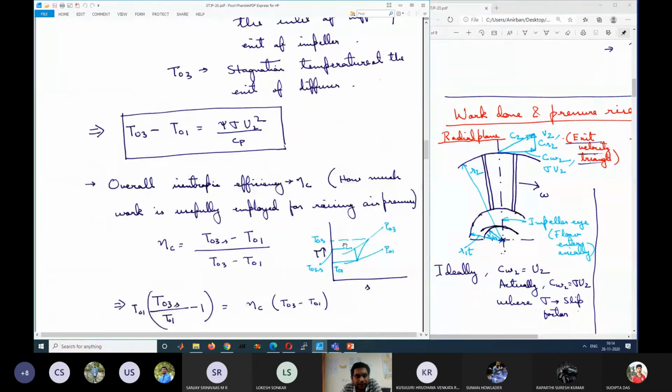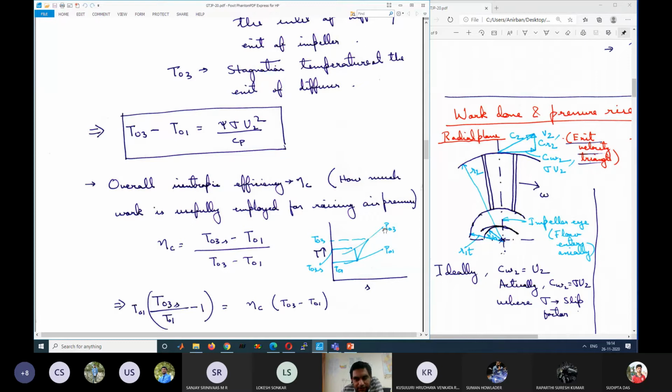Now for the overall compressor, based on the overall friction, we already know we can define an isentropic efficiency, eta C. It accounts for the overall frictional losses in the compressor. If the actual change in temperature is from T01 to T03, the ideal change in temperature can be denoted as T01 to T03s. This is the ideal change in temperature. The actual change we have already calculated, T03 minus T01.